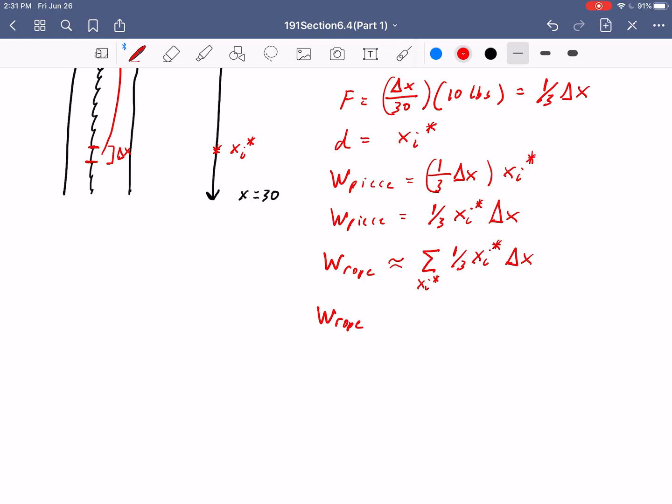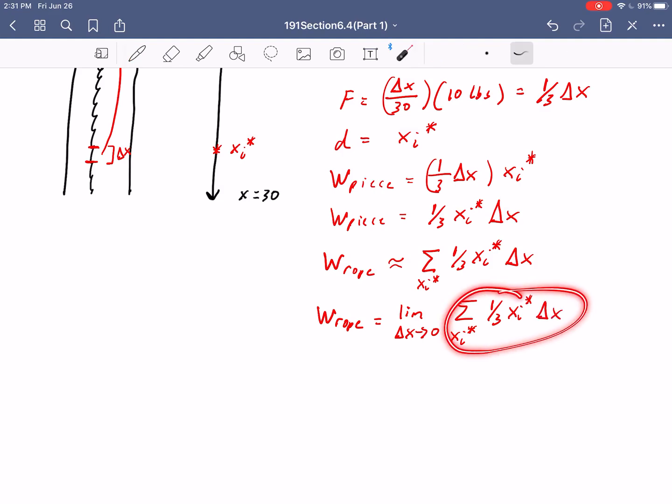Well, we can say that the work for the rope is equal to the limit as delta x goes to 0 of the sum of 1/3 xi star delta x. And we can recognize this now as a Riemann sum because we've got our sum here. There's our delta x, and our delta x is going to 0. So we can rewrite this as an integral.